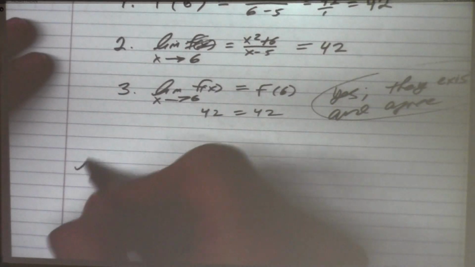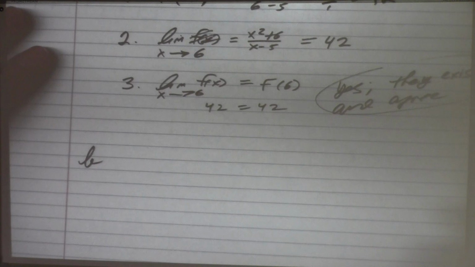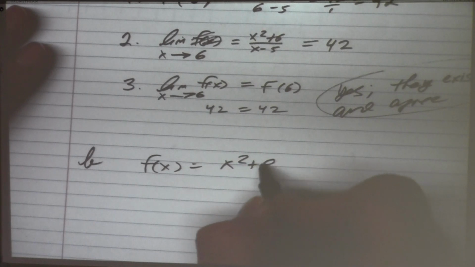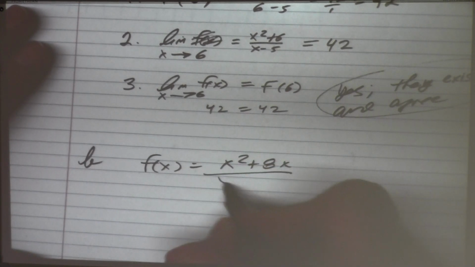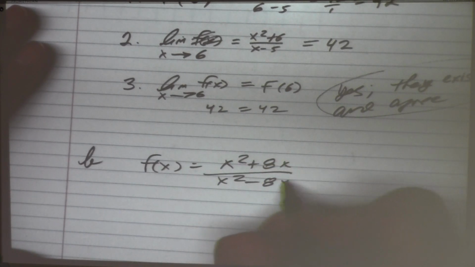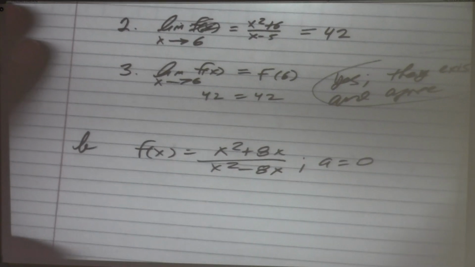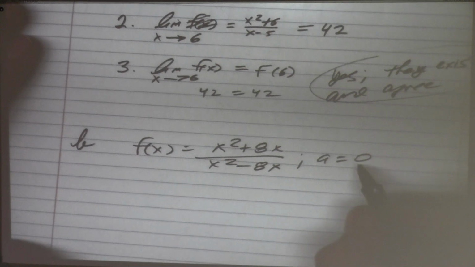Now, let's look at another one, an alternate example. This will be B. What we're going to say is that f of x is equal to x squared plus 8x over x squared minus 8x, and we're going to say that a is equal to 0. So let's see if it's continuous here.